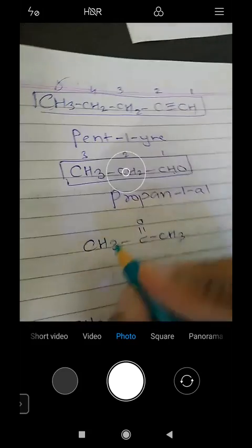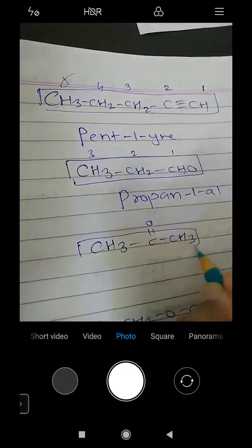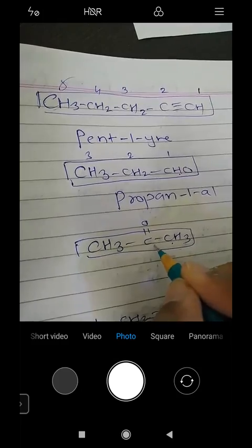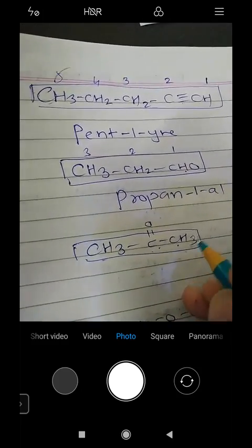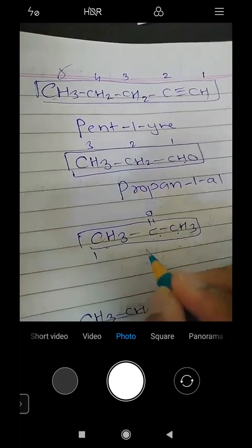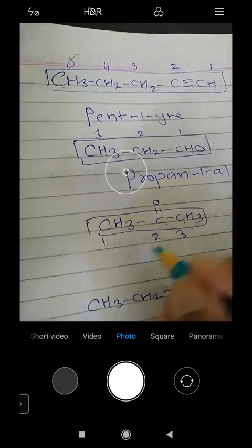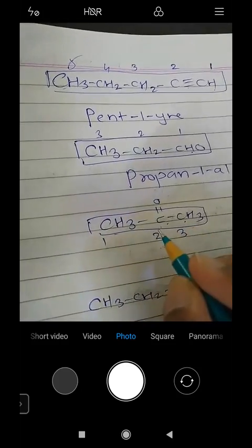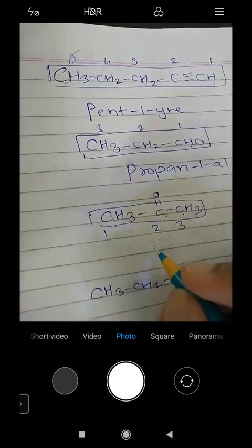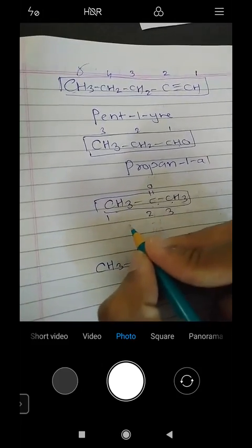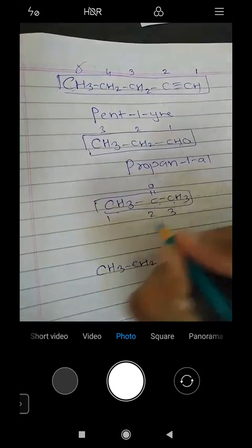Here this is our longest chain. From which end do I have to select the numbering? If I number from here, it comes on second, and from here also it comes on second, so you can number it from either side. So I have numbered from the left side. Here also there is no substituent, so we will leave the substituent part. We will directly write the name of the alkane. So 3 carbons are there, so I will write propane.